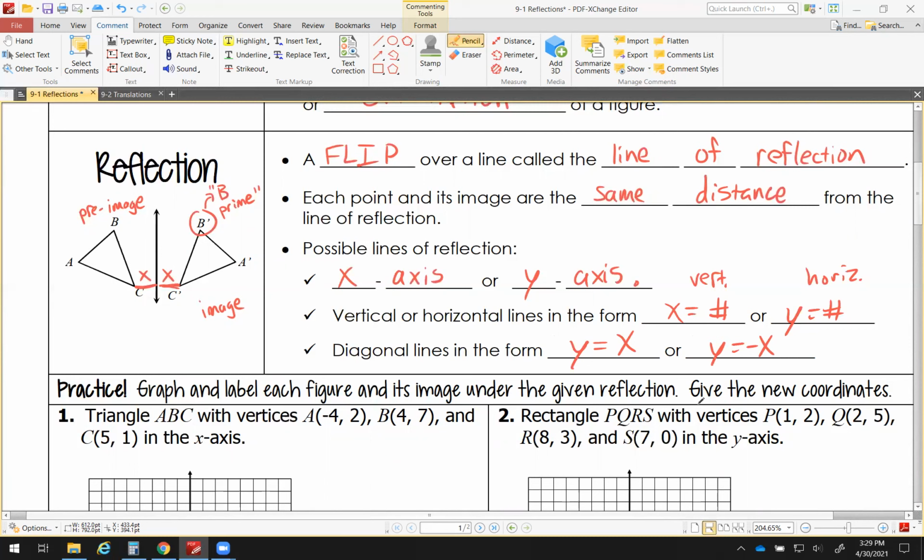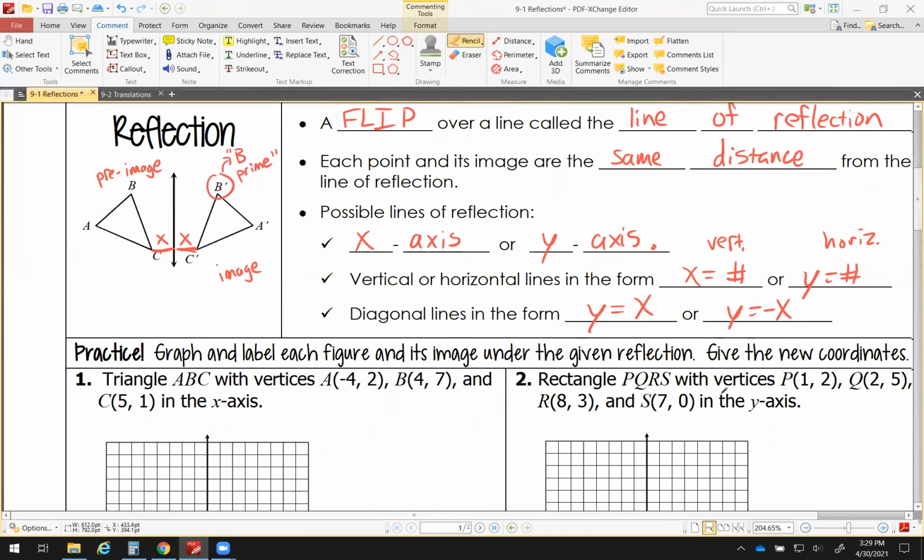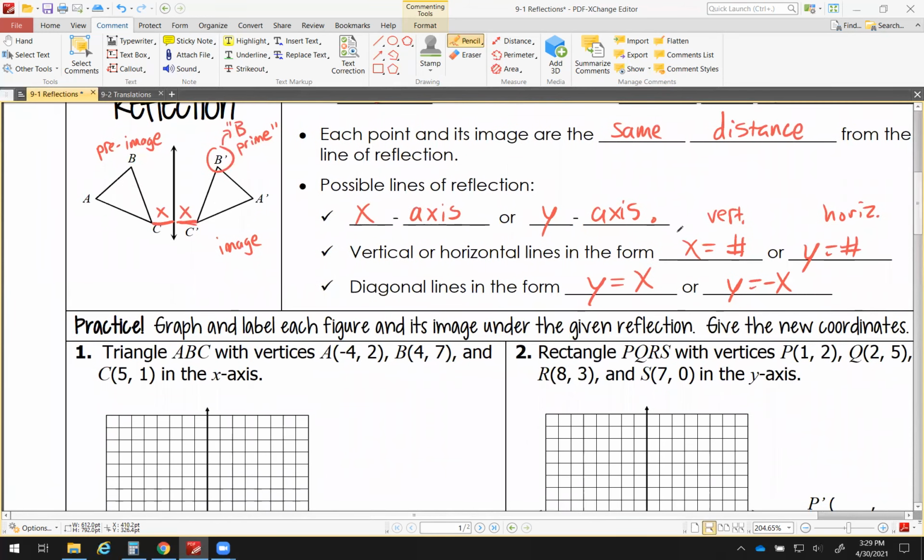Okay, so a reflection is a flip over a line. Each individual point on the pre-image is the same distance to the line of reflection as the corresponding point on the image. So they are equidistant from the line of reflection, and those are some lines that we're going to flip over.